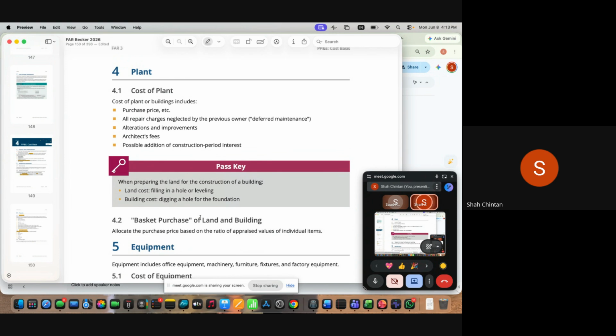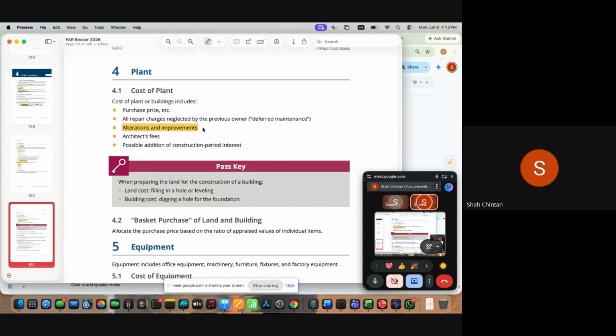So all the costs which are incurred to bring the asset to its ready use are called a cost which can be capitalized. So it includes your purchase price. It includes any repair charges which the original owner has neglected, but to use the property at the time of purchasing, you have to do that. So it's a capitalized cost. Alterations, improvements which increase the life. On this point again we will come in a moment.